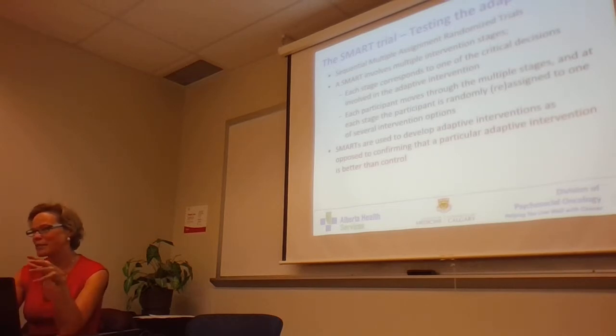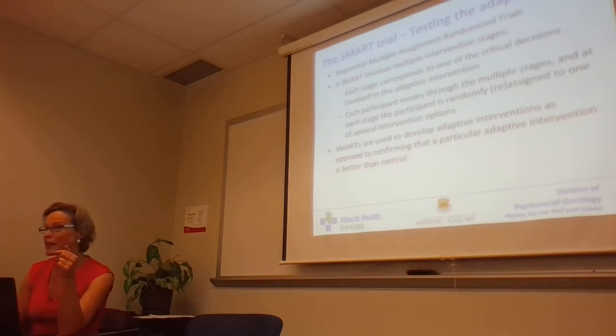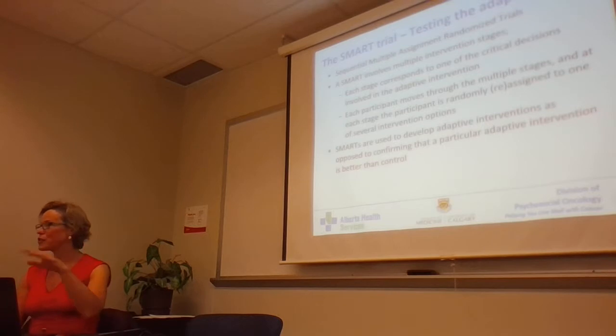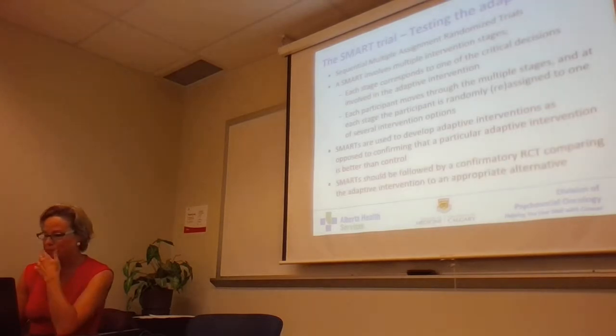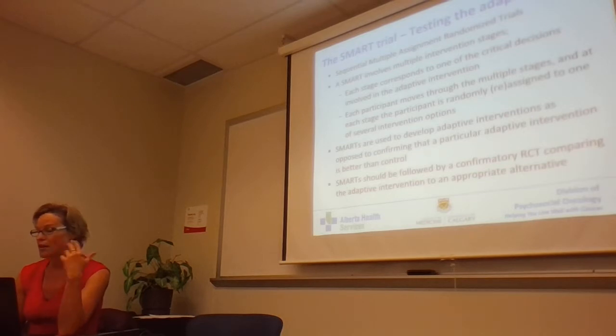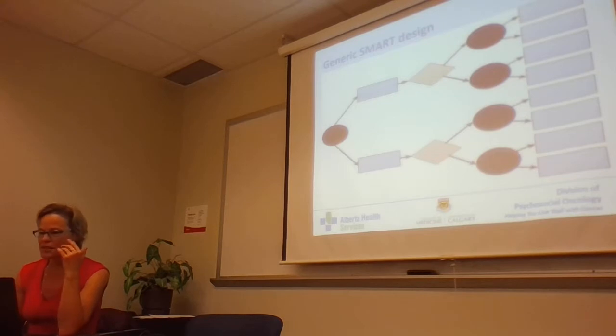So these fall in the same category as MOST trials, where you're optimizing your intervention. It's another way to do it. You could do the factorial design and you can do a SMART design. And actually sometimes when you lay them out, they're almost the same in terms of analysis. So they say SMART should be followed by a confirmatory RCT, comparing the adaptive intervention to maybe the best usual care or another intervention. So this is your generic SMART design. Anyone seen this?